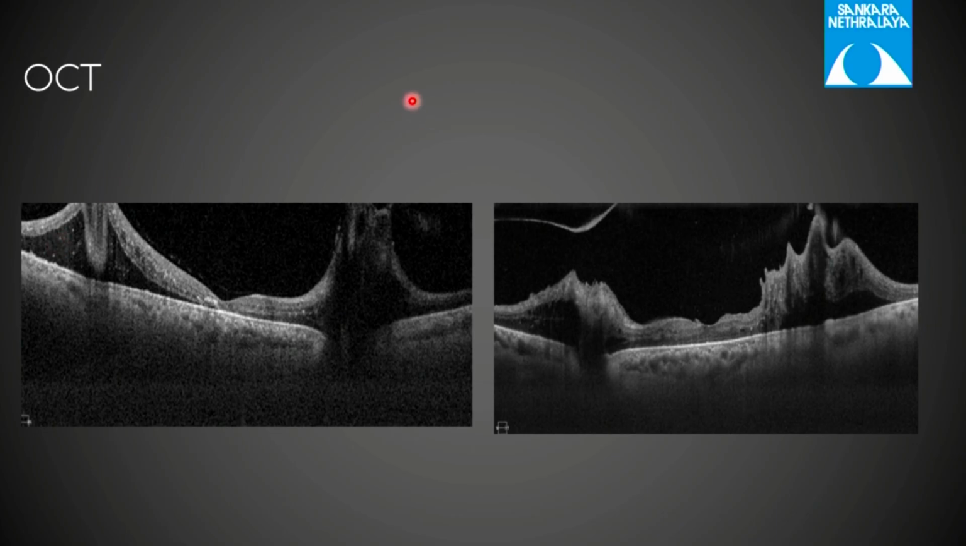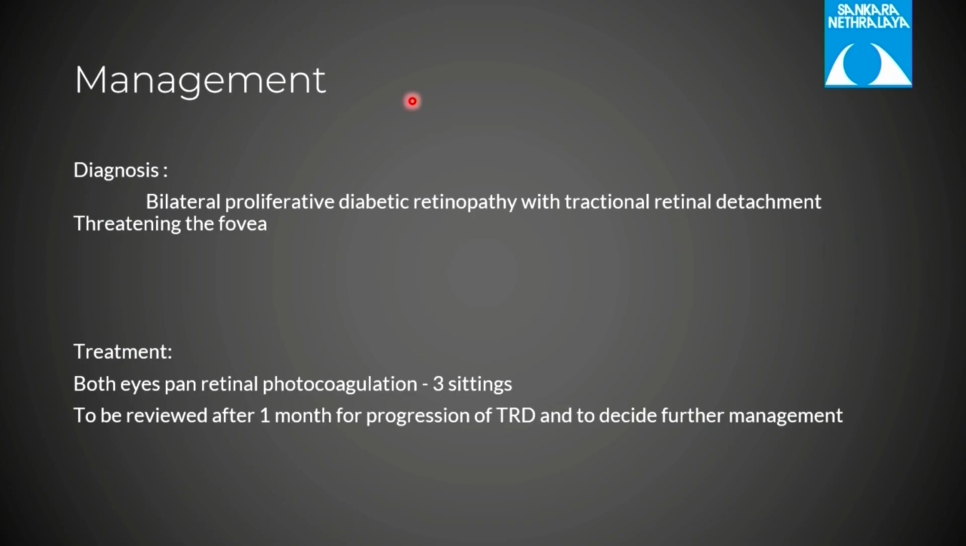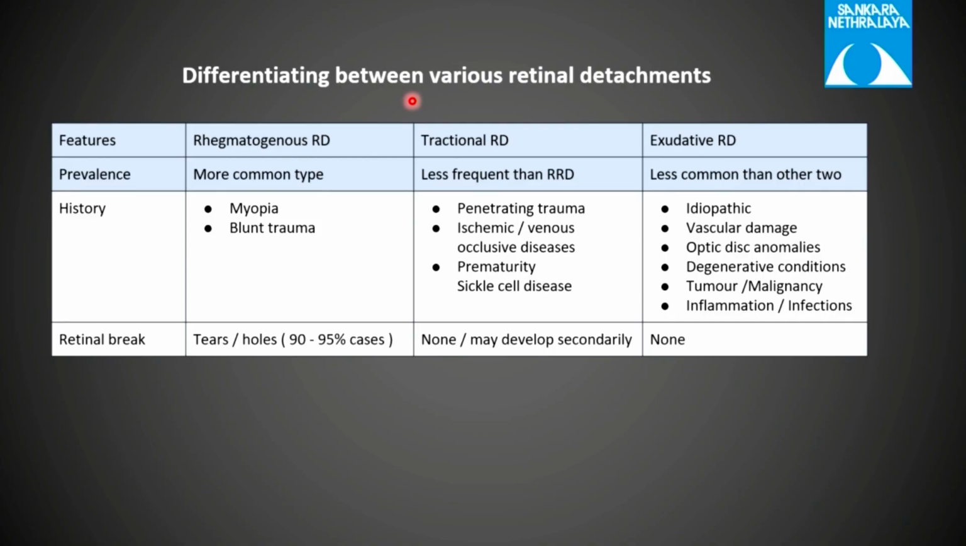Next slide, please. The management: the diagnosis is bilateral proliferative diabetic retinopathy with tractional retinal detachment threatening the fovea. The treatment given was pan-retinal photocoagulation in both eyes, 3 sittings were done. And this is the differences between the rhegmatogenous, tractional and exudative RD. The most common type among the three is the rhegmatogenous RD.